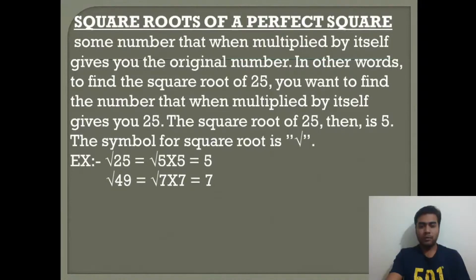Now if I have to find the square root of 49, then I will write it as root under 7 into 7, that is 7 multiplied by 7. So the square root will be equal to 7. In a similar way I can take any other example, like suppose I have to find the square root of 81. 81 is equal to root under 9 multiplied by 9, so the square root will be equal to 9. So this way we'll find the square root of numbers that are perfect squares.